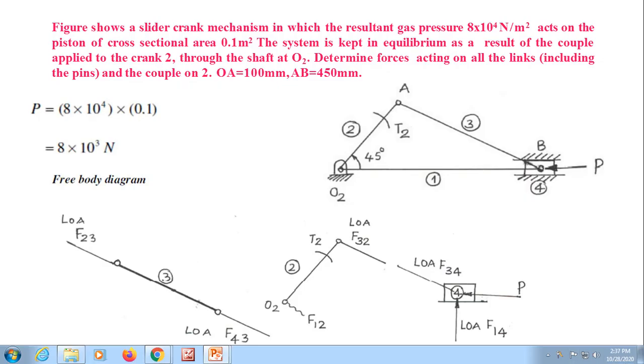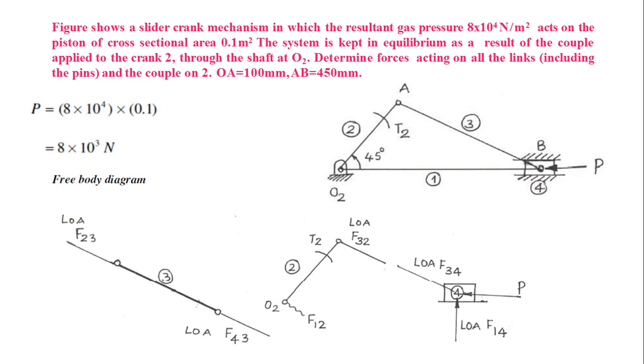So now what will be the value of P? It will be the multiplication of the pressure and the area. So 8 into 10 to the power of 4 into 0.1, you get 8 into 10 to the power of 3 newtons. The system is kept in equilibrium as a result of the couple applied to the crank, that is link 2, through the shaft at O2, and you have to determine the forces acting on all the links including the pins, and the couple on link 2, that is the torque T2. OA distance is given as 100 mm and AB distance is 450 mm.